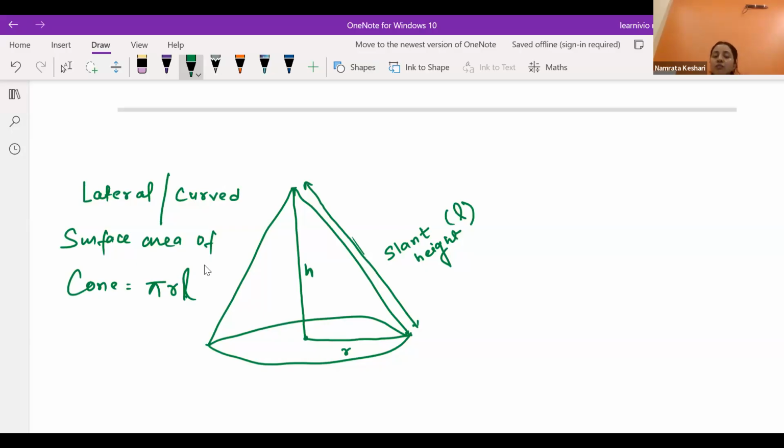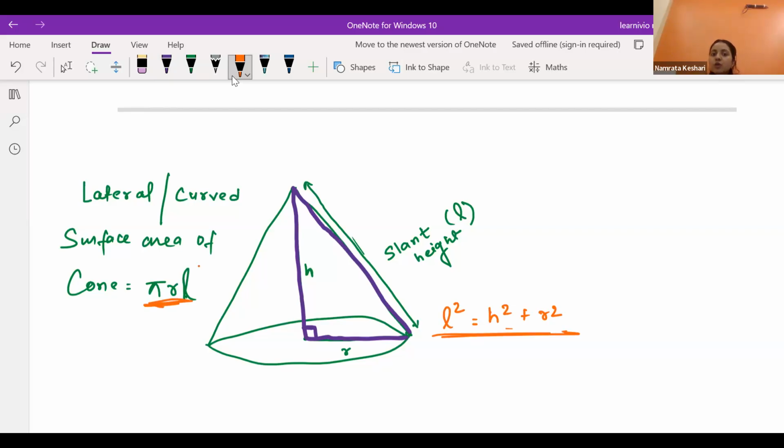Sometimes in a question, L will not be given, H will be given. So no worries, we will be finding L. You can see one triangle over here. It is a right angle triangle because I was telling that it is a perpendicular height. The height which we are measuring is a perpendicular height. So from the Pythagoras theorem, hypotenuse square is equal to base square plus height square. You can use this relation when you have to find the curved surface area, but L is not given.